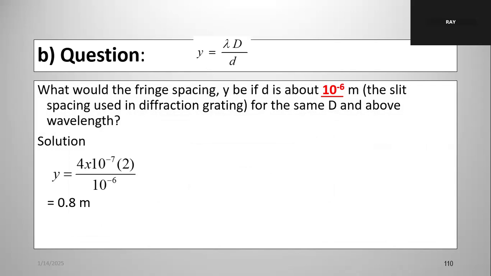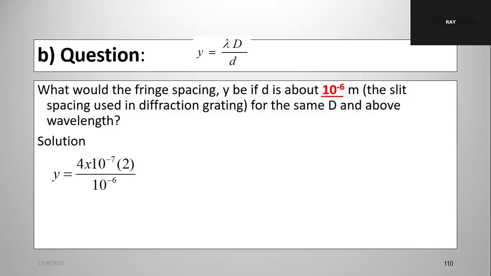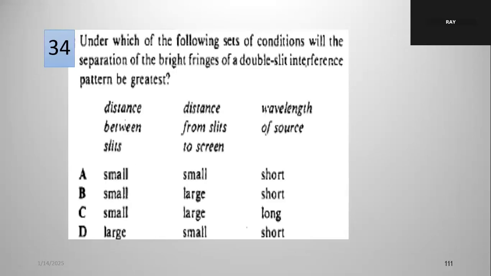If you use a slit spacing, 0.8 meters, it is very wide. But we cannot get this small unless we use a diffraction grating. Okay, we try one last one.